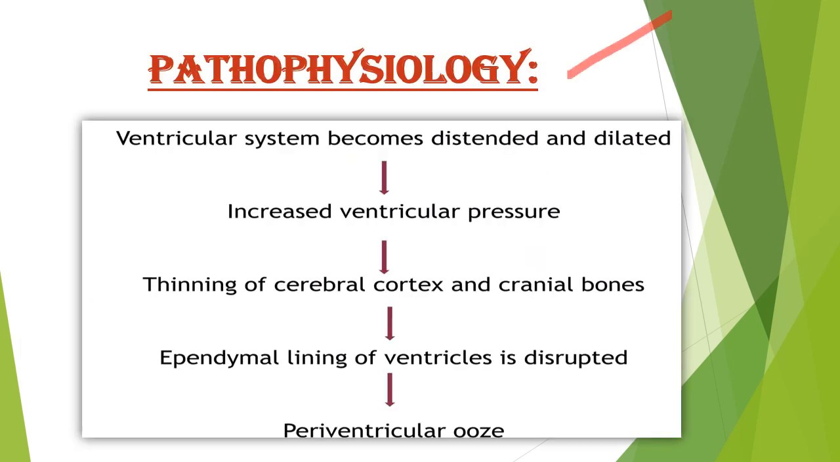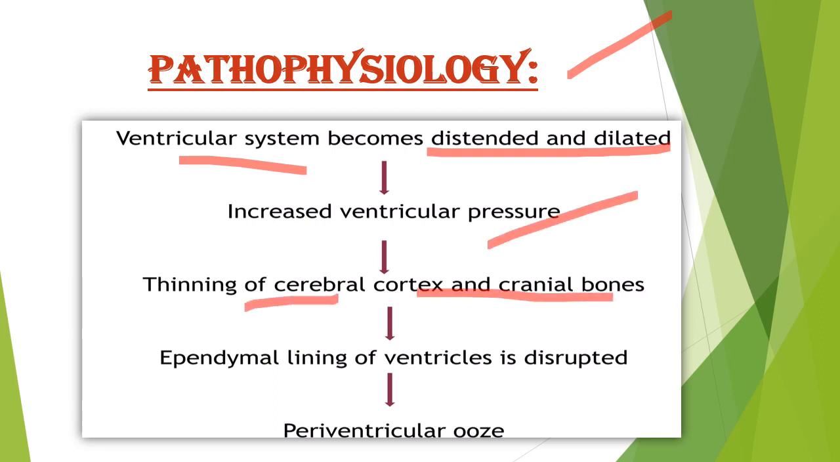What is the pathophysiology? First, the ventricular system becomes distended and dilated due to the increased CSF level. Next, increased ventricular pressure will occur. Thinning of the cerebral cortex and cranial bones will occur. As a result, the ependymal lining of the ventricles is disrupted. So oozing will be there. Once thinning occurs, there will be oozing.